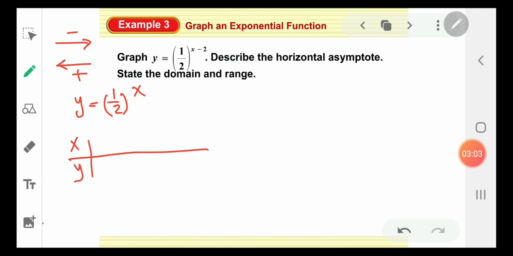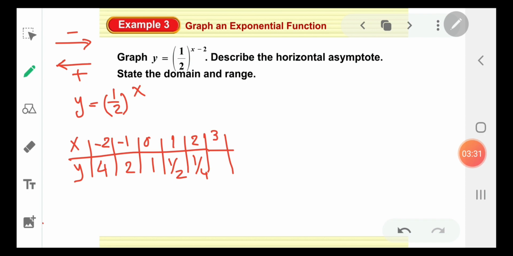X and y, I'm assuming several values for x. When x is equal -2, you can use the calculator. Y would be 4. When x is equal -1, it is 2. The y-intercept when x is equal 0 is always 1 in this case. 1 corresponds with half. 2 is quarter. You might add another value. When x is 3, it would be 1/8.